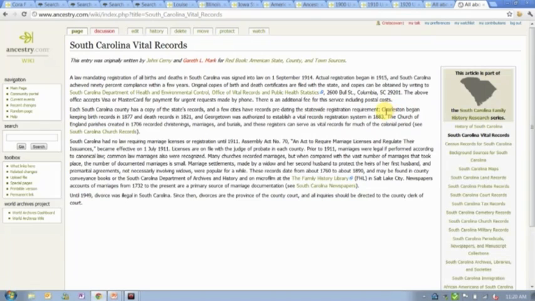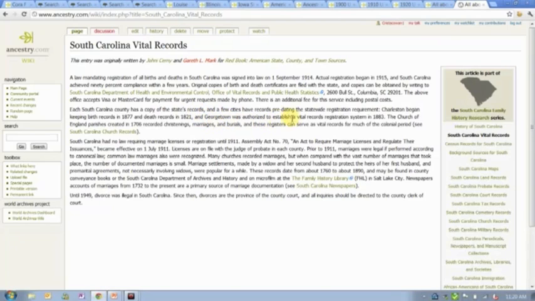So for example, the city of Charleston, even though the state didn't require registration until that law was signed in 1914, began keeping birth records in 1877, and began keeping death records all the way back to 1821. So just because you read this first sentence up here, you can see sometimes it's important to dig down deep into this article to find out if maybe the place where your ancestors lived had different laws at a city level or at a county level that supersede the laws put into place by the state at a later date.